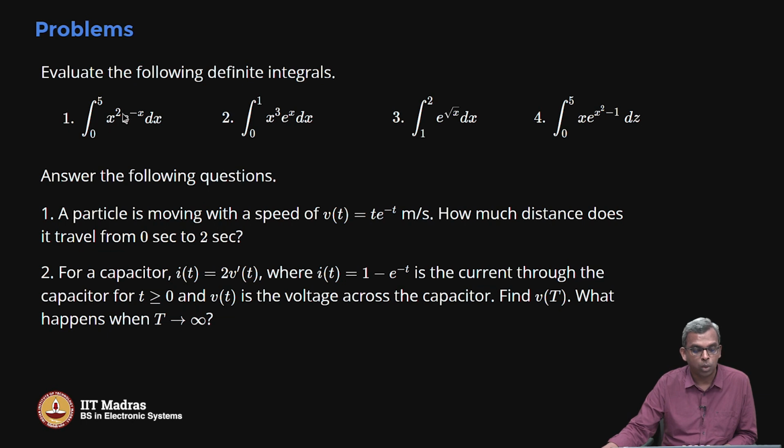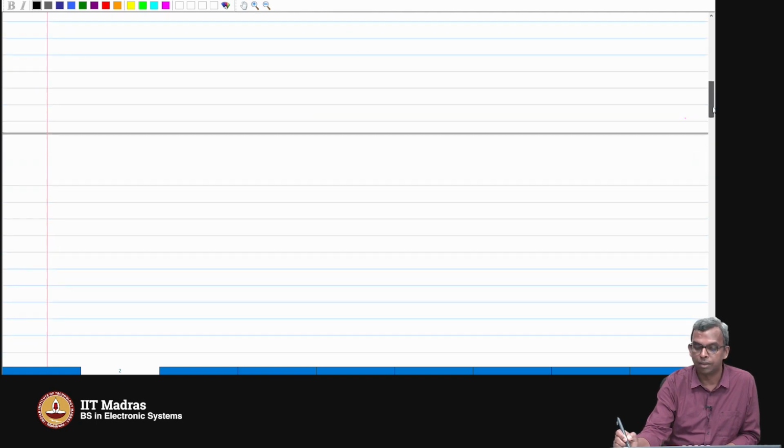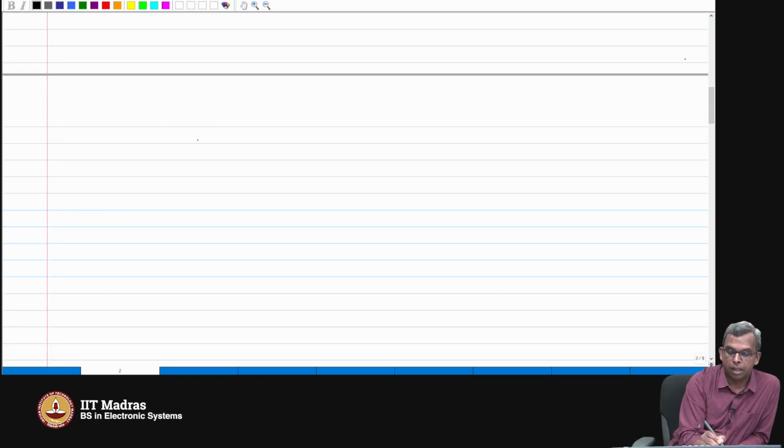The first one is x squared e power minus x. So, let us maybe show you one or two of these. So, the first question is x squared e power minus x, right. So, how do you find the antiderivative for this? You can try and do this in multiple ways. So let me show you another method.